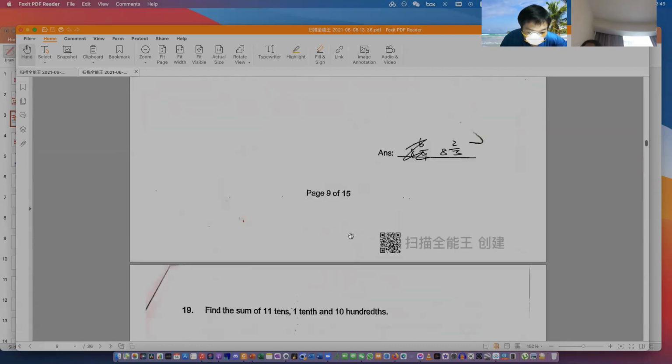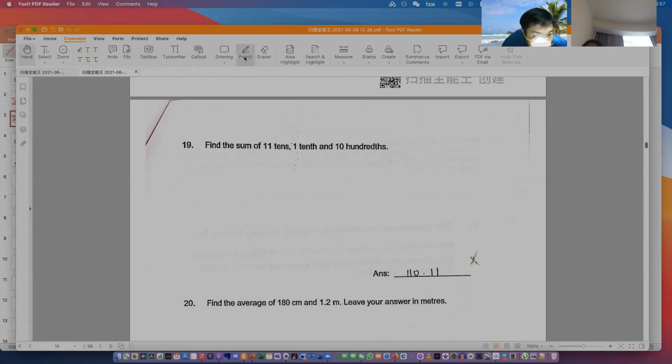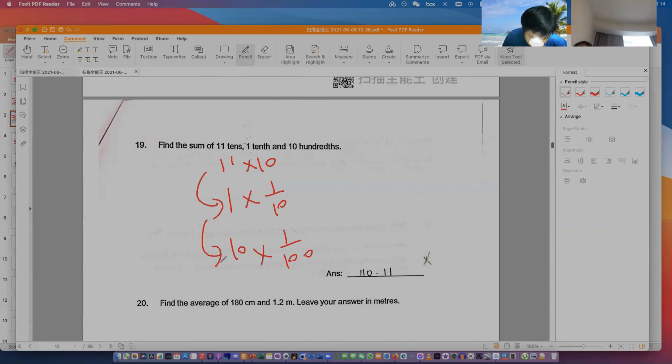Okay, question 19. Find the sum of E10. This one you just have to read the question carefully. So tens, right? You have 11 times 10, then 1 over 10, 10 times 1 over 100. Are you allowed to use calculator? If you can use calculator, you just add them up.